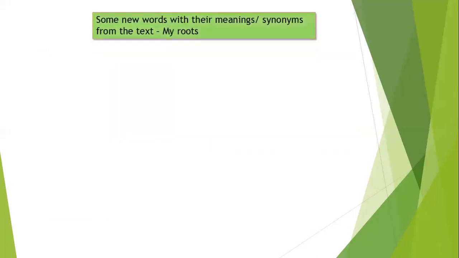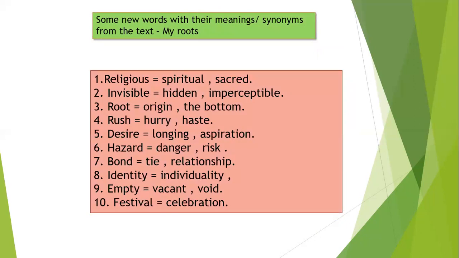Before going to the text, there are some new words for you from the text with their meanings and synonyms. You can note them down for better understanding of the passage. You see there are 10 words. Religious means relating to our religion or believing in a religion such as Islam, Hinduism or Buddhism. The synonyms are spiritual or sacred.